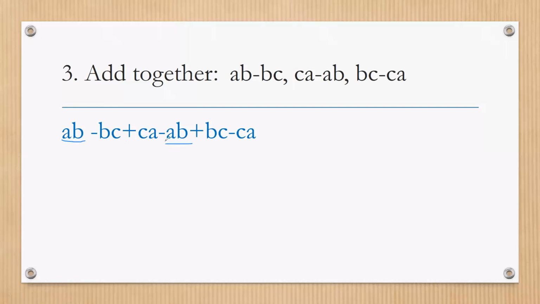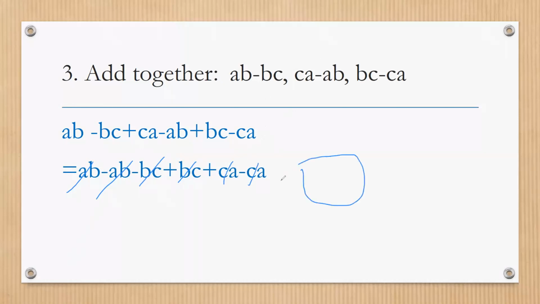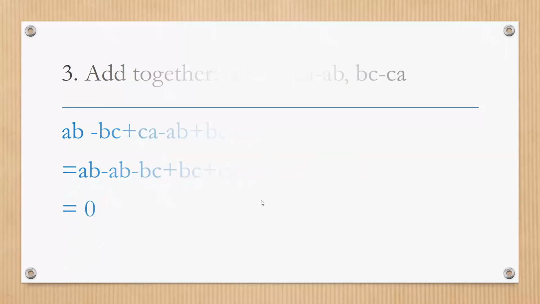Plus AB minus AB together, minus BC plus BC together, plus CA minus CA together. When I arrange the same variables together, I get this step, right? Plus AB minus AB cancel, minus BC plus BC cancel, plus CA minus CA cancel. So I get the answer 0, because everything cancels since the terms have different signs.